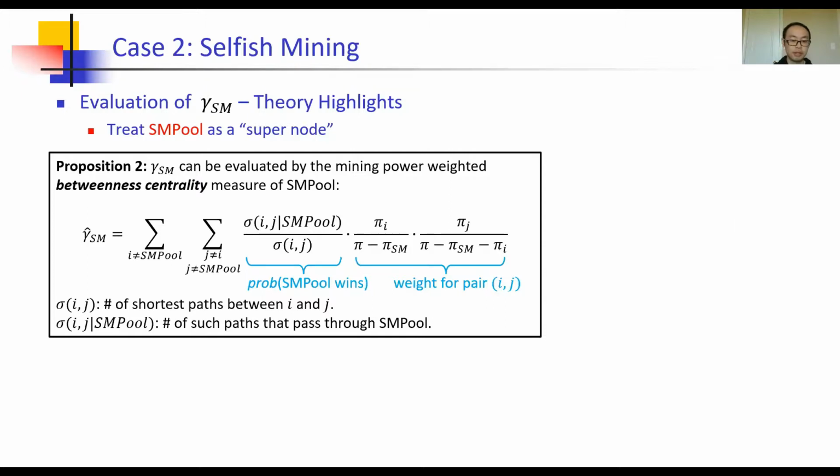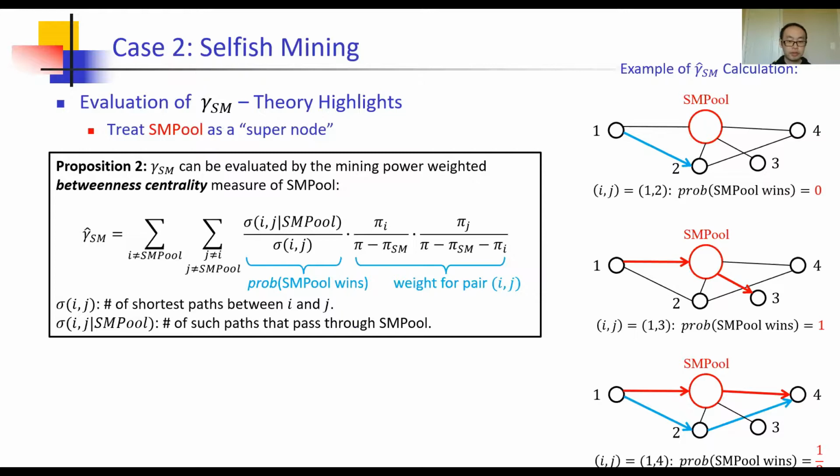To give you an example, in the right figure, there are 4 honest nodes. Node 1 releases a block, and at the same time, the selfish mining pool releases its private chain. And for different source destination pairs, or i, j, the selfish mining pool may or may not reside in the shortest path, resulting in different winning chances. And by doing so, we conclude that the mining power betweenness centrality measure is an accurate evaluation of gamma SM.